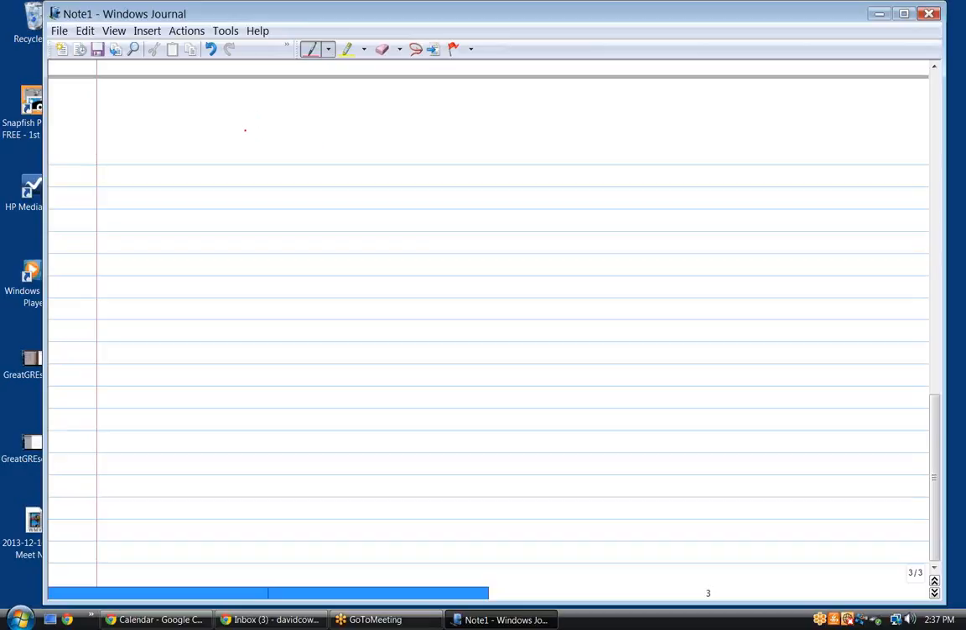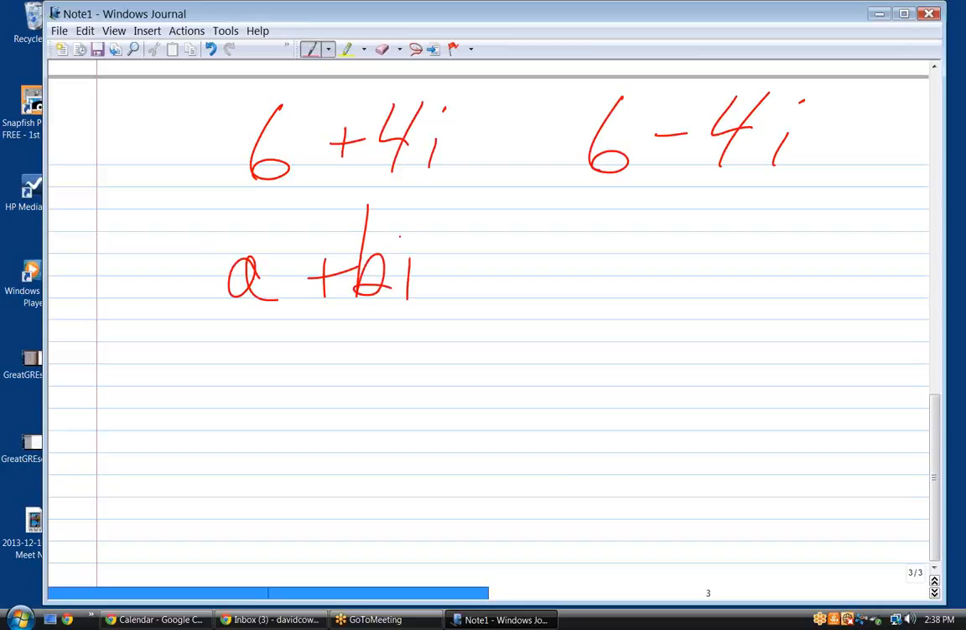The next one is 6 plus 4i, and it says write the conjugate of 6 plus 4i. The conjugate is always that: if it's A plus BI, the conjugate is A minus BI. It's as simple as that. So that is literally just 6 minus 4i. Literally just change the sign on the middle term. What makes that the conjugate, so-called?